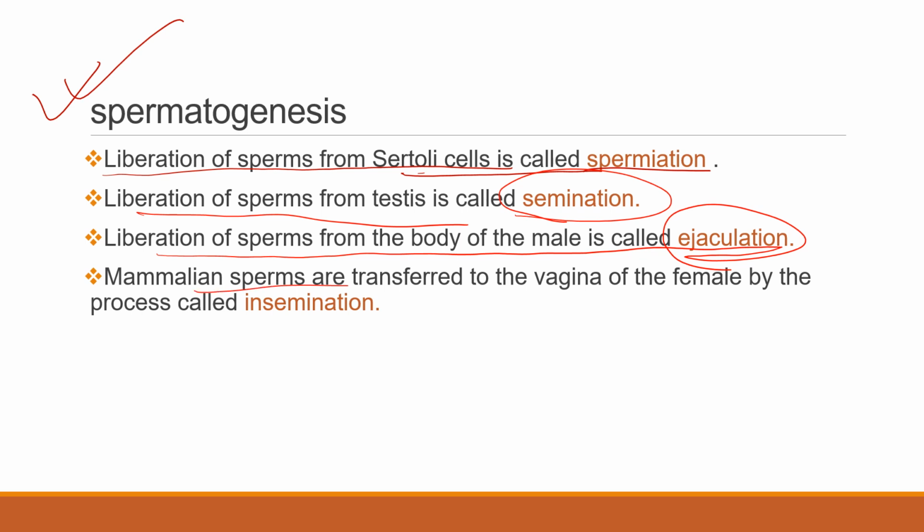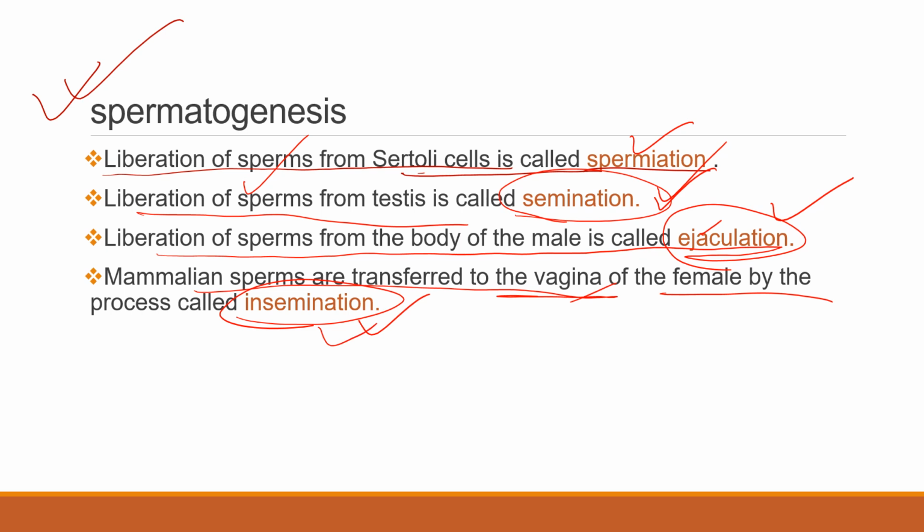The mammalian sperms are transferred into the vagina of the female by the process of insemination. So these four terms are quite similar to each other. When you are hearing them, you get multiple choice questions and definitions of these. Please don't mix them up. They are all different terms. Please memorize them. Spermiation, liberation of sperms from Sertoli cells; semination, liberation of sperms from the testes; ejaculation, liberation of sperms from the body; and transferring the sperms to the vagina of the female tract is called insemination, right? Is it clear?